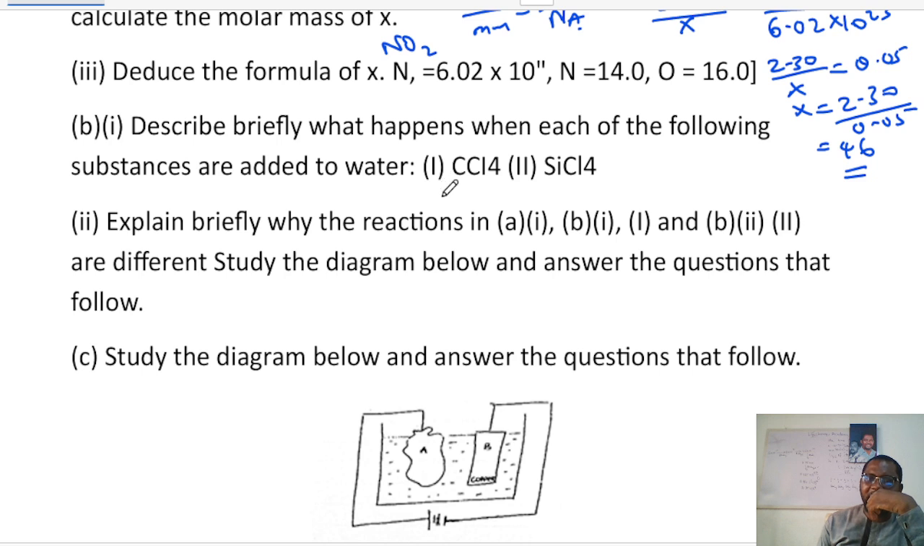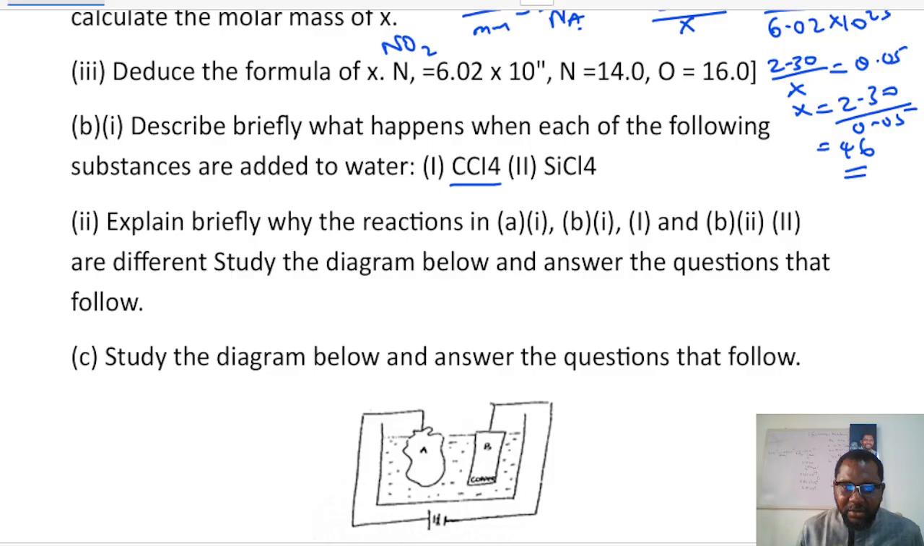water. Now this one is not going to dissolve, it's not soluble in water. It is a complete organic compound. Carbon chloride is an organic compound. Are you with me? Carbon chloride is an organic compound. Then silicon chloride definitely is soluble in water because it is polar.